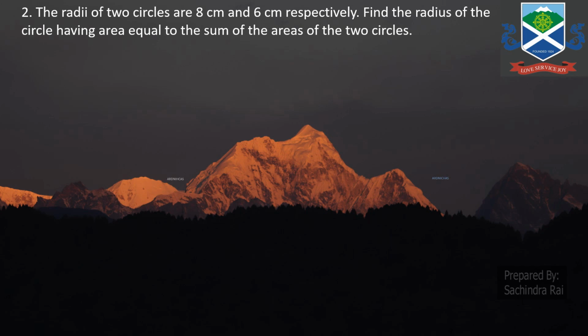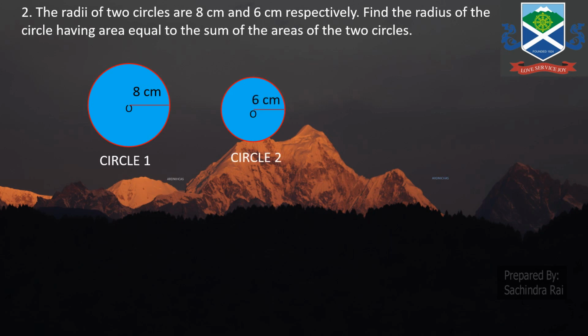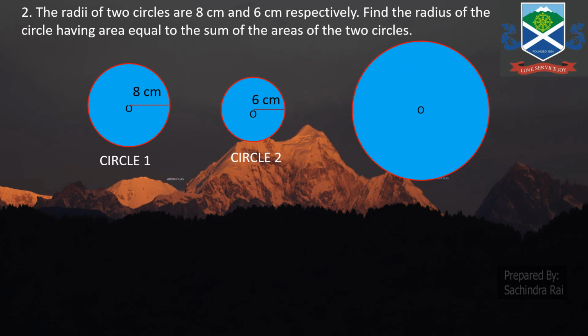To solve this question, again we'll draw circles with their area. So the first circle with radius 8 centimeter and the second circle with radius 6 centimeter and the third circle with radius which is unknown to us. The blue portion is the area of the circle, that is the portion inside the boundary. The red boundary that you see is the circumference. According to the question, when we add the areas of the first and the second circle, it will give us the area of the third circle. And we know that area of a circle is pi r square.